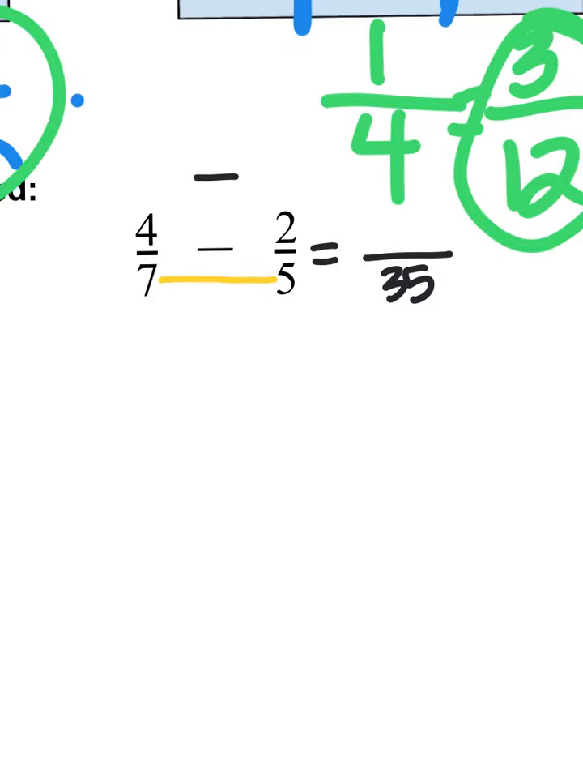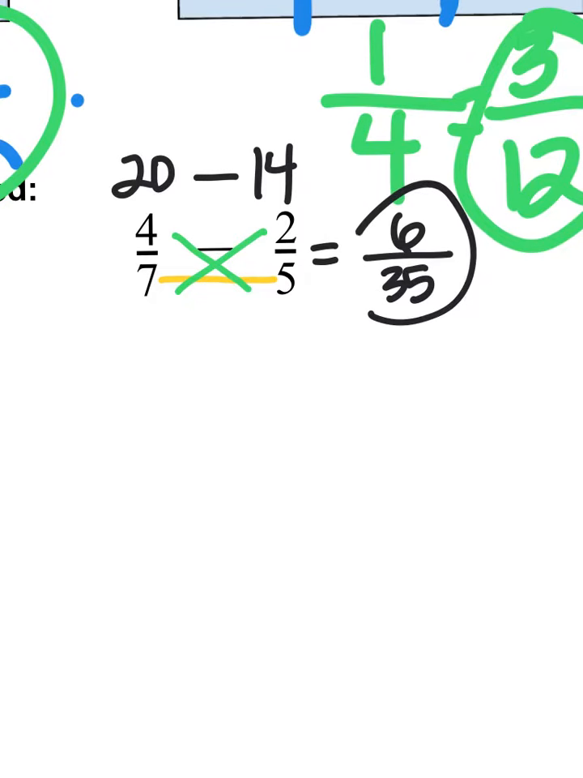Then you're going to multiply on the diagonals like that. And our first one will be 4 times 5 is 20. 7 times 2 is 14. Now we're just subtracting instead of adding. So 20 minus 14 is 6. And you're done. Neither one of those fractions that we came up with can be simplified any farther than that. So you're done with that problem.